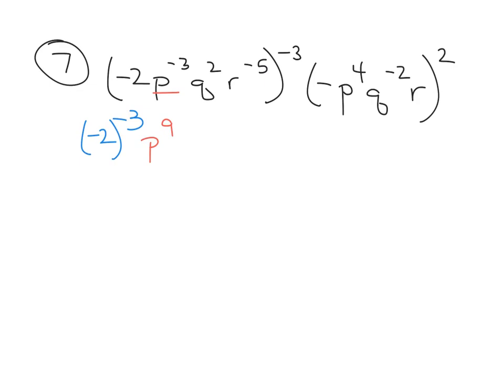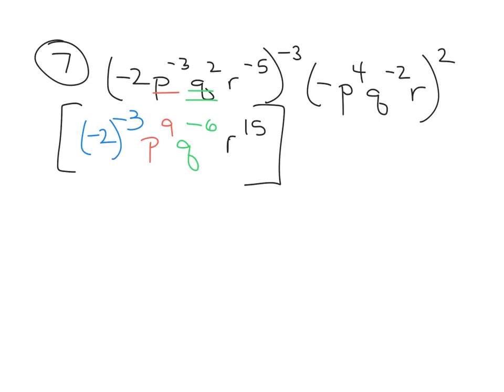And then I have q to the 2nd to the negative 3rd. That's q to the negative 6th. And I have r to the negative 5th to the negative 3rd. That's r to the 15th. All right, so I've done the power to a power. I'm going to keep going on this one. Okay, now you could, if you wanted to, do the other power to a power and go from there, but I like to finish this first parentheses. So technically right now, this is what I have, okay?